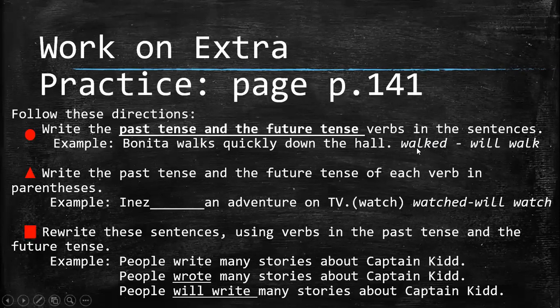Because you had to write the past tense and the future tense, Bonita walks quickly down the hall, you identified that walks is the verb in the sentence because it's the word that shows the action. It's the word that tells you what the subject is doing. She walks. So you change it to the past tense, and then you change it to the future tense. Piece of cake. Super easy, right?